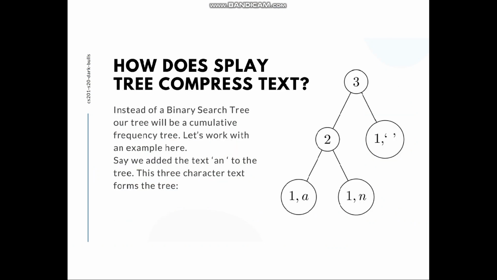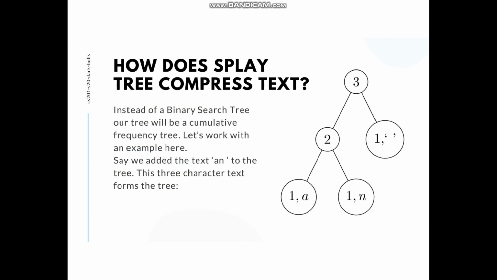How do we do that? Well, we're going to use a splay tree, which we've modified into a cumulative tree. The splay tree was the data structure that we've been given, and we're modifying it into a cumulative frequency tree. What we're going to do is use an algorithm known as Huffman coding, and this text compression algorithm, what it does is that, let's take an example.